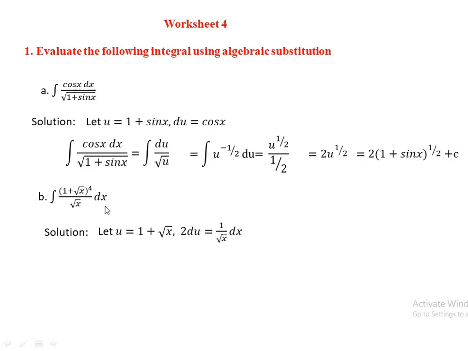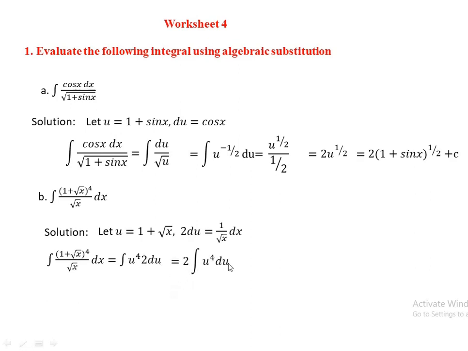So substituting in the given expression, for 1 plus root x we use u, and dx over root x becomes 2 times du. So the integral of 1 plus root x to the power of 4 over root x dx is the integral of u to the power of 4 times 2 times du. Again, by taking 2 out of the integral sign, we have 2 times the integral of u to the power of 4 du.